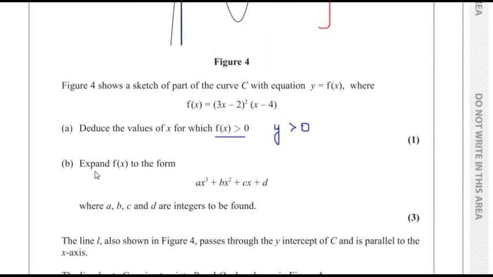Now let us look at the part B. Expand f of x to form ax cube plus bx square plus cx plus d, where a, b, c and d are integers to be found. So this is for 3 marks, so we have to elaborate the steps. We have to just expand these 3 brackets and multiply and expand them. So let us start with the part B. So f of x is given as 3x minus 2 the whole square multiplied with x minus 4.